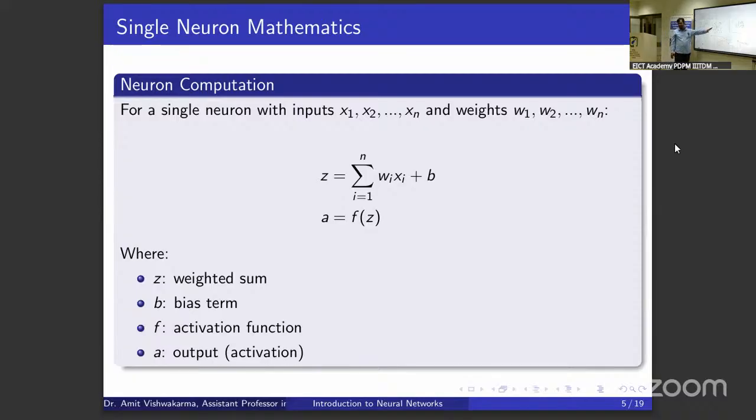What is linear separation, non-linear separation? Why is neural network preferred? Because if data is non-linearly separable, it also gives good performance. So now we will come back to this.